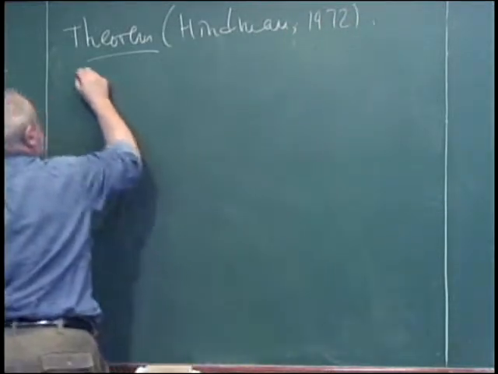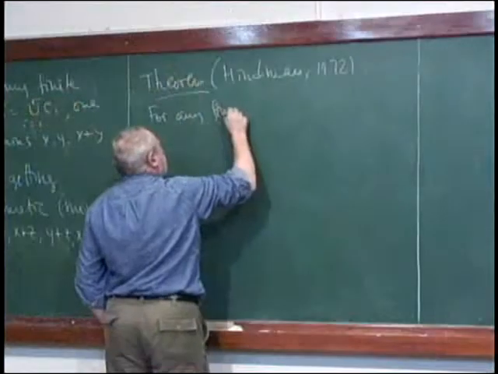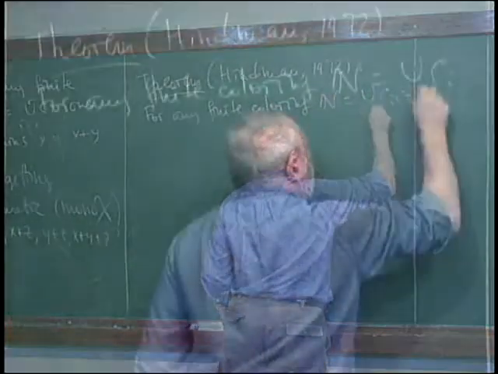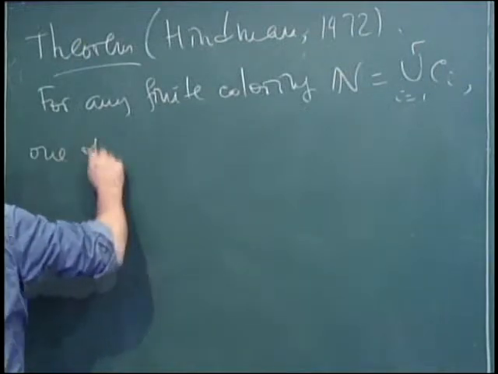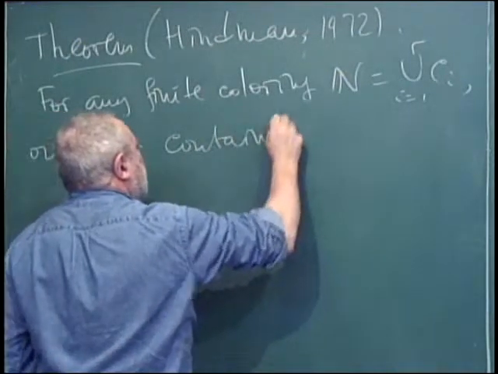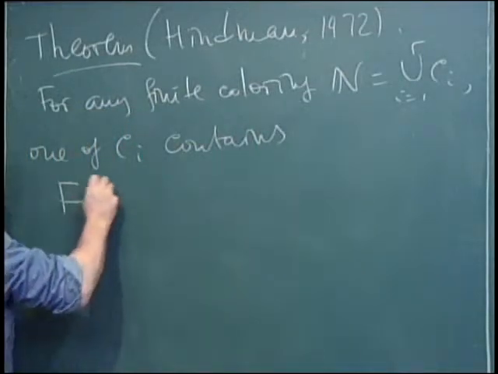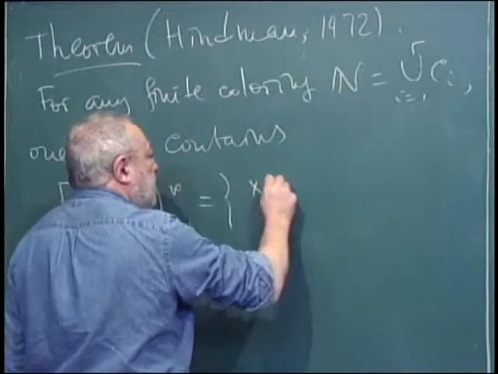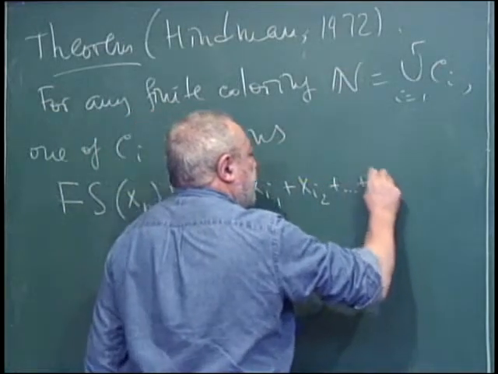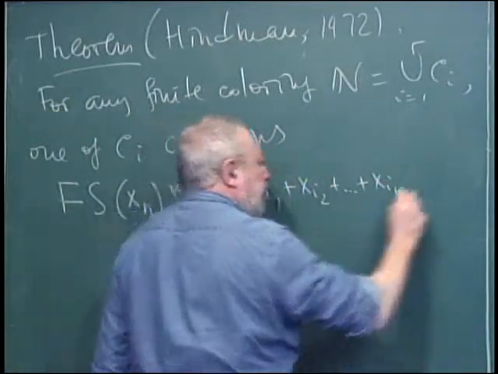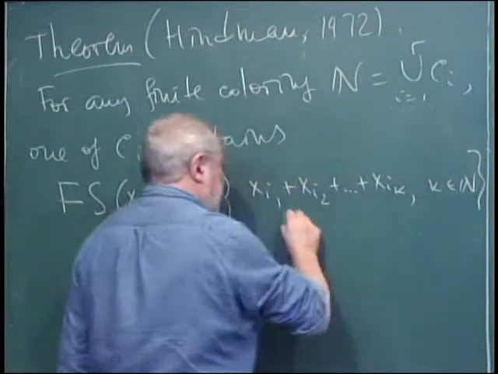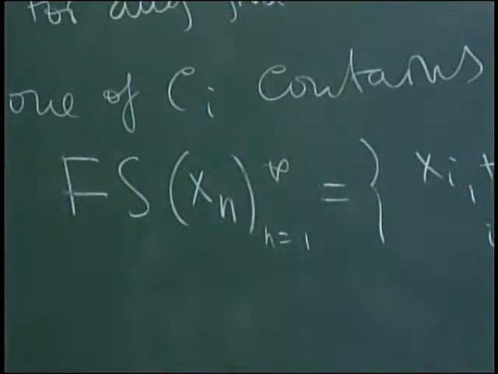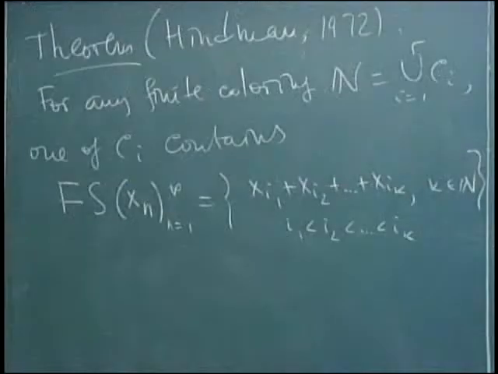1972. And it says this: for any finite coloring of the integers, one of the Ci's contains the following creature: all possible finite sums of some infinite sequence. That's really something which is hard to believe. But that's exactly the content of Hindman's theorem.